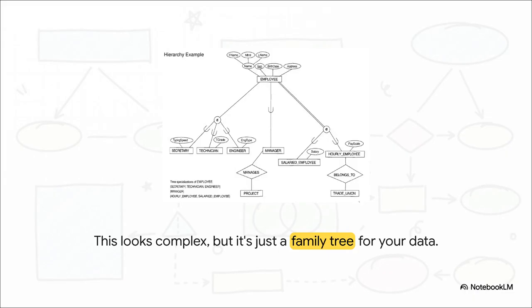Okay, now when you see a full diagram like this for the first time, I get it. It can look a little intimidating, but don't worry. Seriously, just think of it as a family tree for your data. You've got the main ancestor, employee, right at the top. And everything branching off below it, those are just more specific types of employees. We're going to break down exactly what all this means piece by piece.